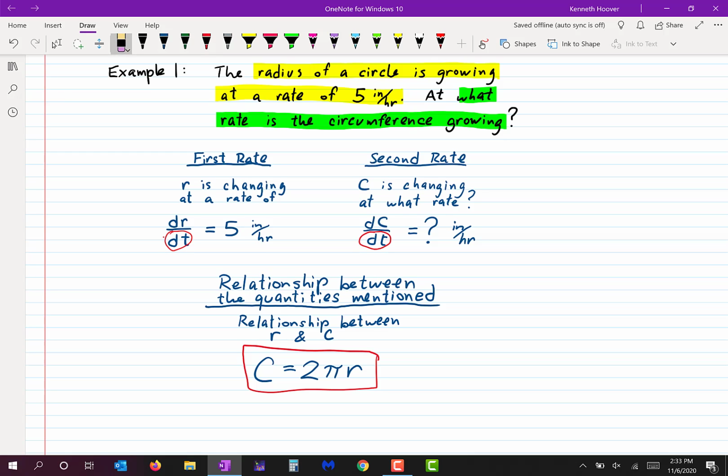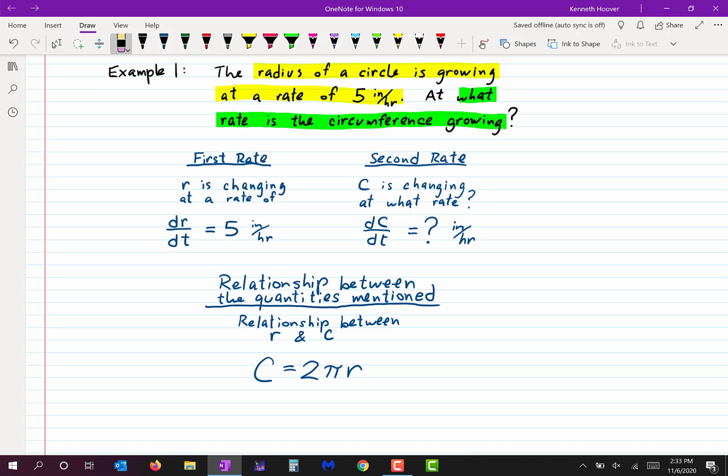So when I do the derivative of this equation, I want to do the derivative with respect to t. Are there any t's there? No, there's not. But circumference is a function of time, and radius is a function of time, and I'm going to do the derivative with respect to time.